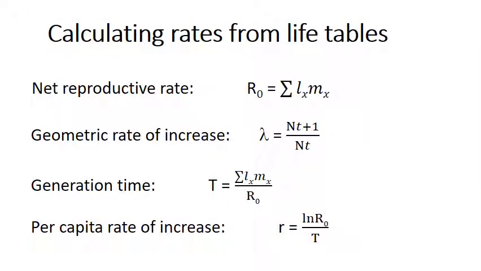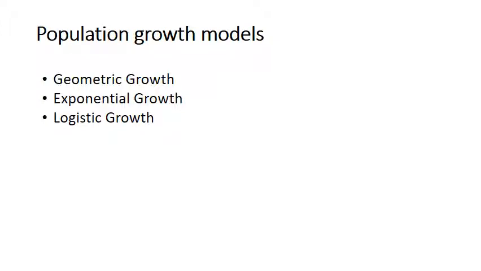So here are all those formulas for calculating or modeling net reproductive rate, geometric rate of increase, generation time, and per capita rate of increase. And I'll leave them here just for a second so that you can potentially note them down. Modeling or estimating these things from life tables is definitely something that's going to come up in exams. So I'm going to switch gears now and describe some common population growth models. Models that you'll hear about a lot are geometric growth, exponential growth, and logistic growth.